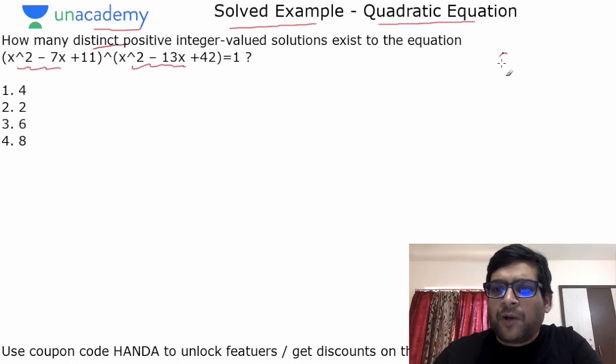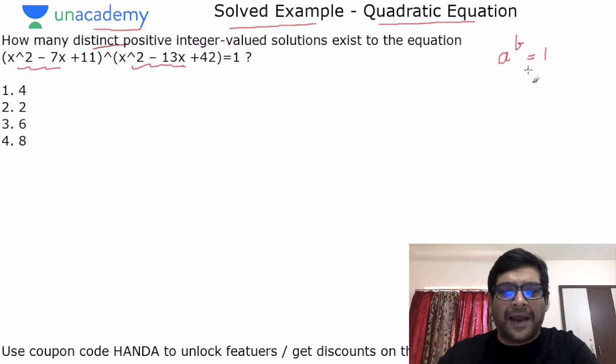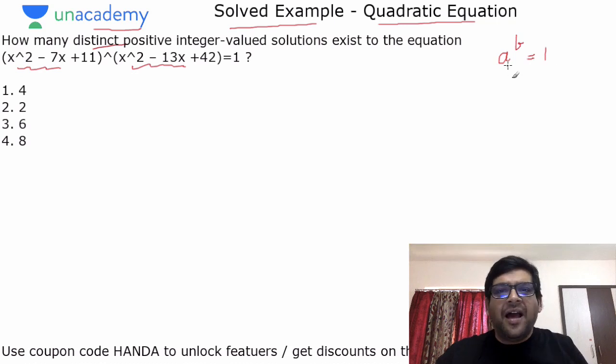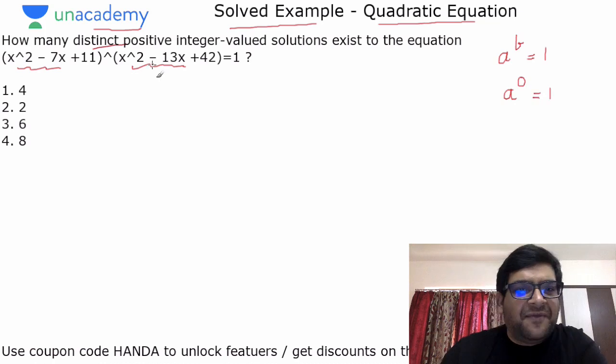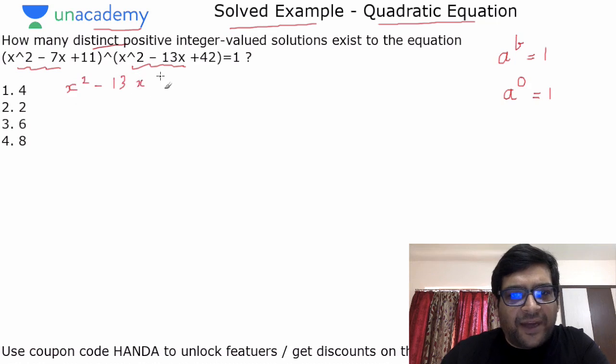So basically what we are given is a to the power of b is equal to 1. How is that possible? How can a number raised to another number be equal to 1? One of the obvious ways is if any number is raised to the power of 0, that gives me 1, which means the value which was in power, that is x square minus 13x plus 42, has to be equal to 0. When will that happen?